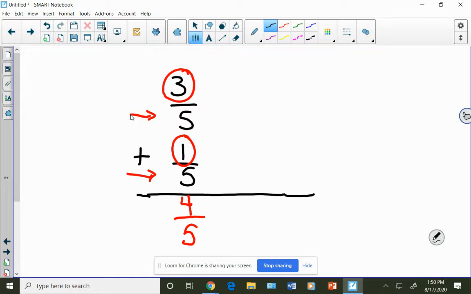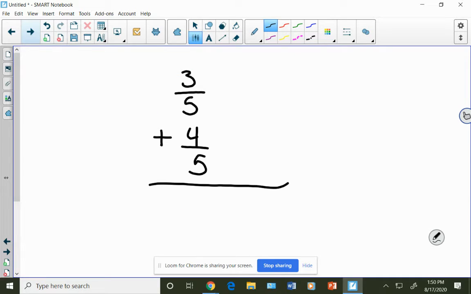Now, let's try another one. In this case, my denominators again are the same. When they're the same, you just add the numerator and the other numerator together, and you'll get a new numerator. 3 plus 4 is 7. Now, the denominator stays the same since they're alike. Now, our answer is 7/5.